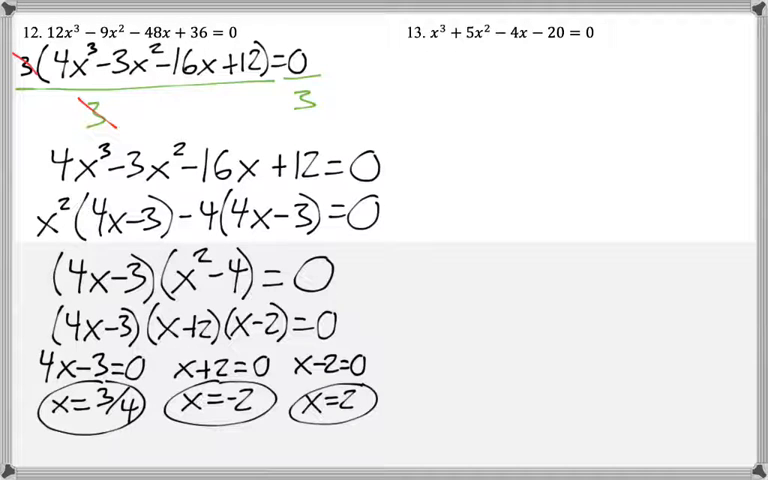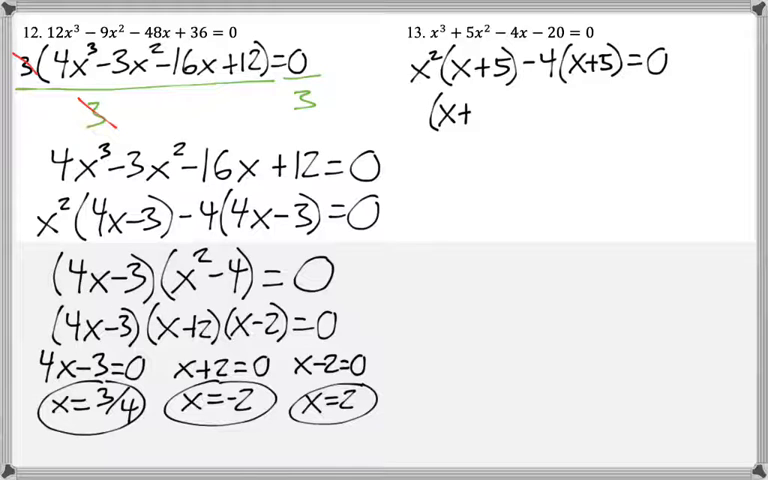On number 13, there is no GCF of all four terms. So my first step is going to be factor by grouping. Out of the first two terms, I can take out an x squared, leaving behind an x plus 5. And out of the second two terms, I can factor out a negative 4, which also leaves an x plus 5.